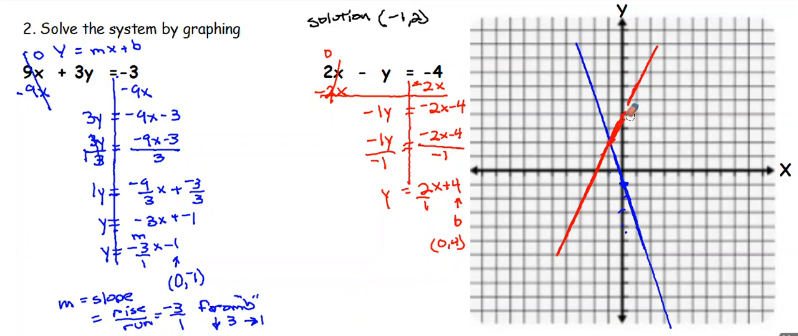Clean that up just a bit. There you go. That is the solution, -1, 2. And we'll circle that in yellow just for fun. And that's what it looks like right there. That is the solution.